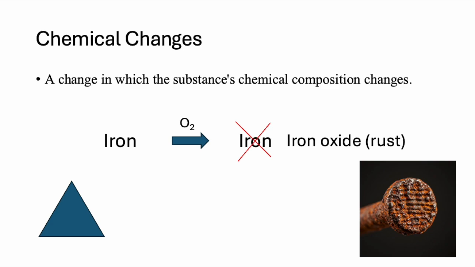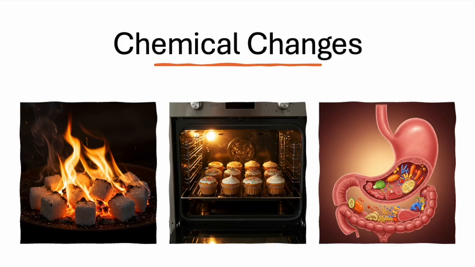Some other examples of chemical changes include burning. When a substance burns, it is undergoing a chemical change. Cooking. When you cook food, the food is undergoing a chemical change. Digestion. When you digest your food, it is undergoing chemical changes.